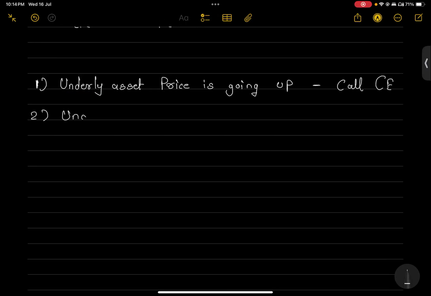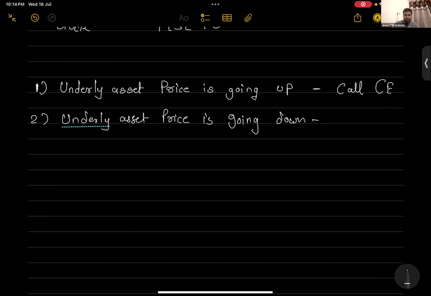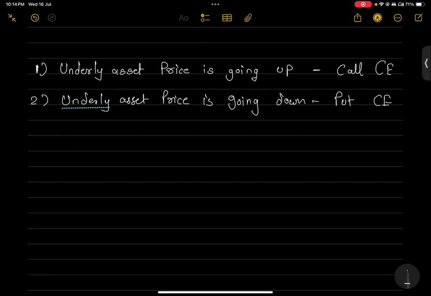If underlying asset price is going down, we'll go for which contract? Everyone, put option. We'll go for put contract, PE. Very good. Perfect. Now understand this here. One second, please. Now, before that, what did we see?